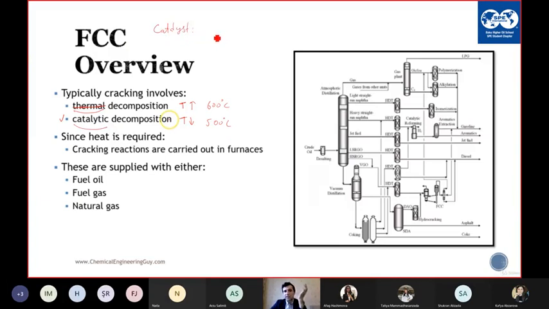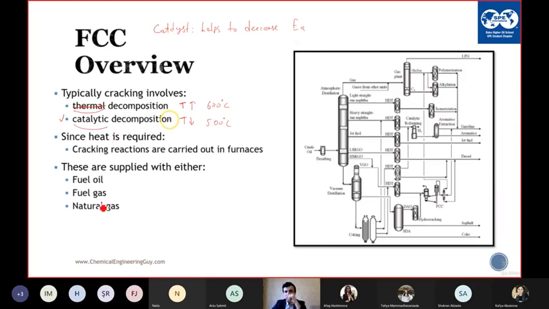And the catalyst, what is the role of the catalyst? It helps to decrease activation energy. So if you don't have a catalyst, of course, activation energy will be higher. We have to use more energy, more fuel, etc. But when we use a catalyst, the activation energy decreases, but we have to deal with the catalyst. That's why we will have the regeneration for the catalyst.